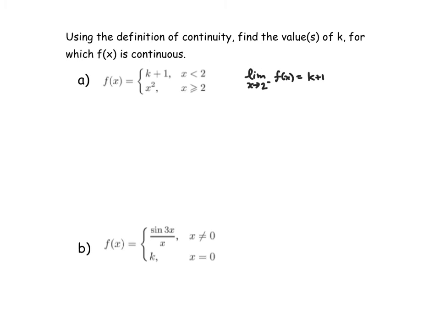So I know that's the left-sided limit. I need to know the limit as x approaches 2 from the right of f of x, which will be 2 squared, which is 4. And I need to know f of 2. And f of 2 actually we found with that right-sided limit, which will be 4. So I want the left-sided limit to match the right-sided limit. That means I want k plus 1 to equal 4. And the only way that can happen is if k equals 3. And there you have it. That value for k would make the function continuous at x equals 2.